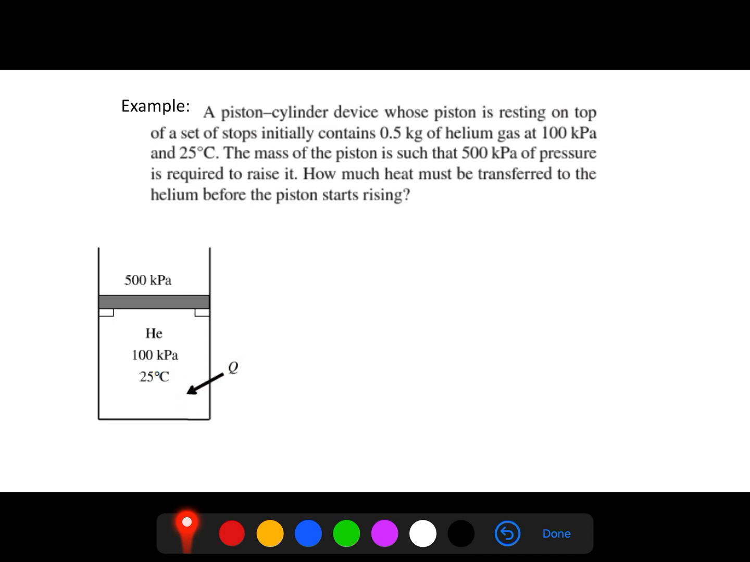So if you start with this problem, what we will do is we'll write down the assumptions at first. So let's write down the assumptions. This is very important. In this case, definitely our first assumption is it will be helium gas. It is helium, definitely this is an ideal gas. So our assumption is helium is an ideal gas with constant specific heats.